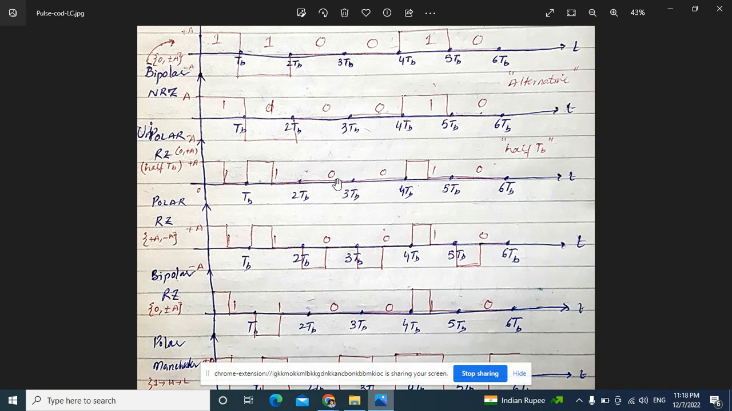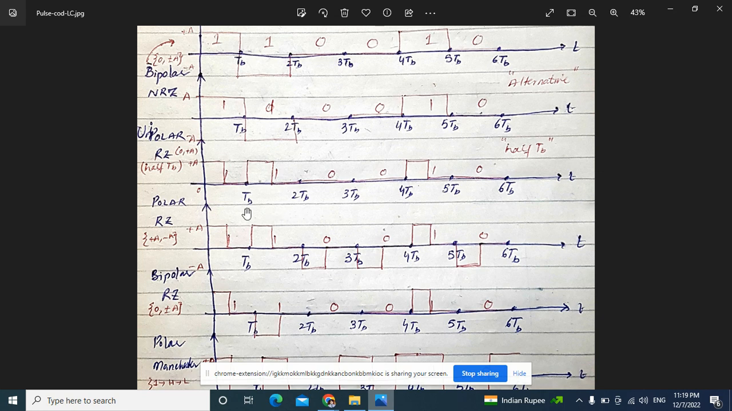The third bit is 0, so it remains 0. The fourth bit is 0, the amplitude remains 0. The fifth bit is 1, so for half of the duration the amplitude is positive A, and for the other half the amplitude is 0. And the sixth bit is 0, so the amplitude is 0.